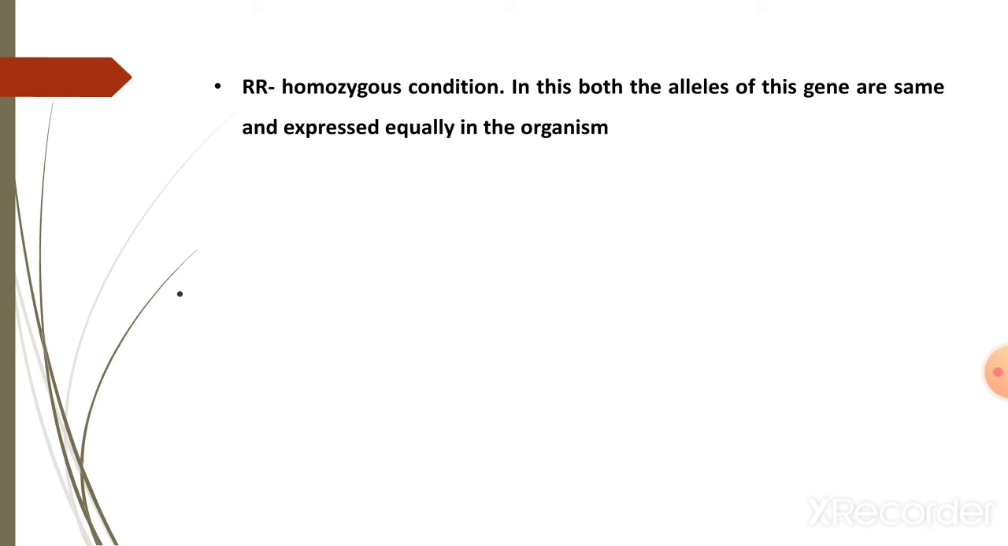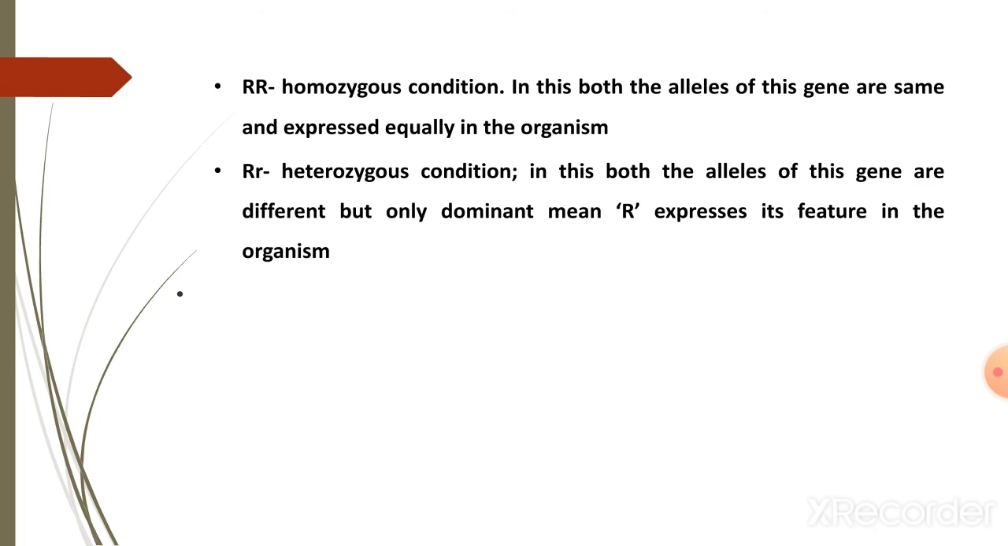Suppose a human being contains the genotype for the right-handedness and left-handedness gene, capital R and capital R. This means homozygous dominant condition. It is a homozygous dominant condition. In this, both the alleles of this gene are the same and expressed equally in the organism, then the organism will be right-handed. The second condition would be the heterozygous condition, capital R and small r.